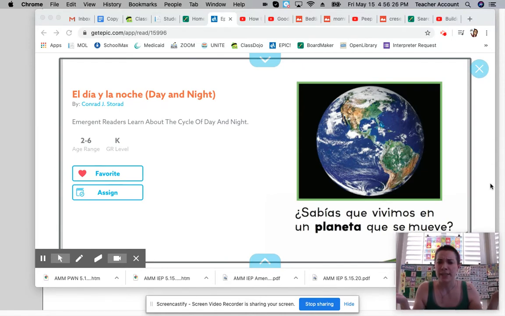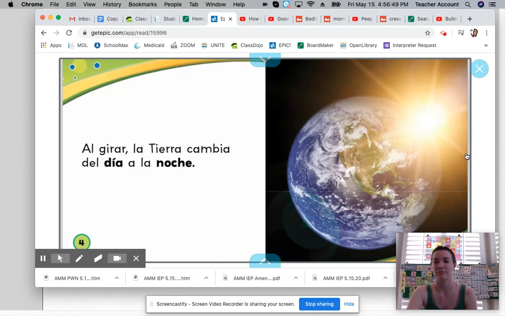¿Sabías que vivimos en un planeta que se mueve? Do you know that we live on a planet that is moving? Remember in the story we read on Monday and Tuesday? We talked about la tierra, the earth, and how it spins. There we go. Okay, spinning and turning, the earth changes from day to night. La tierra cambia del día a la noche. It goes from daytime to nighttime.